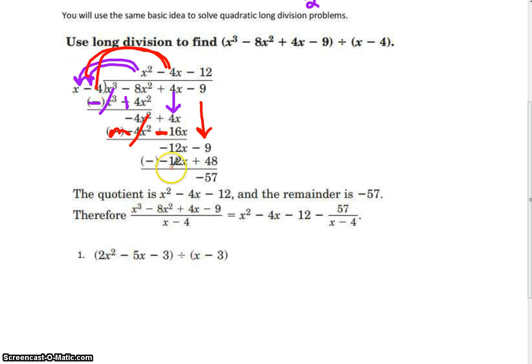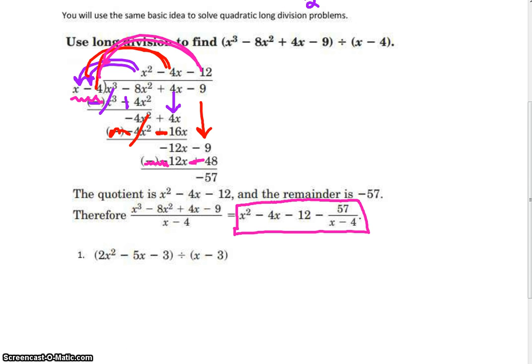What would you multiply x by to get negative 12x? Well, that would be negative 12. So you take your negative 12 and you multiply that times everything over there, and you get negative 12x, and you're actually going to get plus 48. We're going to subtract that, so remember that leave change opposite. Negative 9 and negative 48 is negative 57. This is my remainder. So your answer can either be written x squared minus 4x minus 12 remainder of negative 57, or what they prefer is this right here. And they say all of that minus, because it was a negative, 57 over what you had put outside.